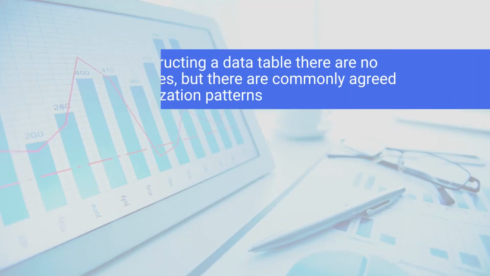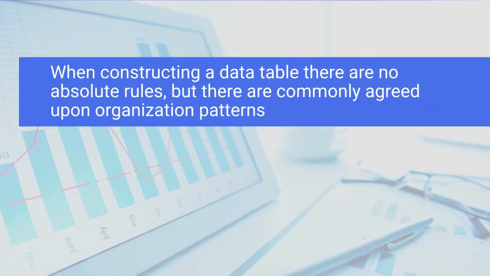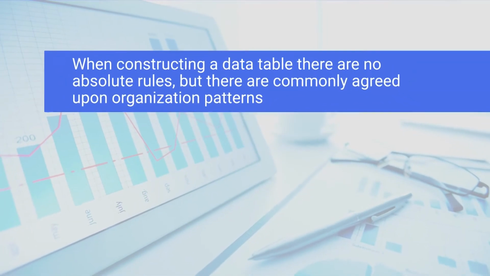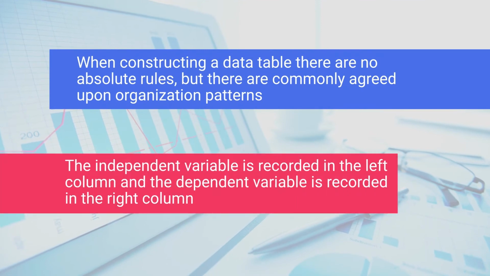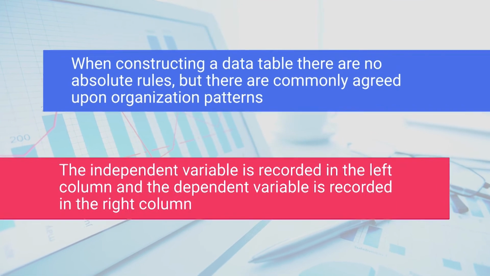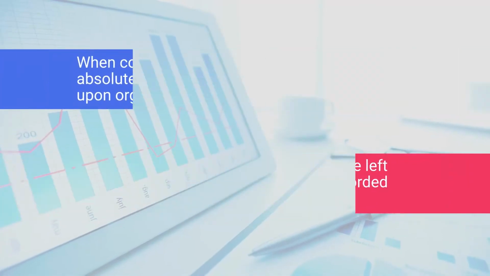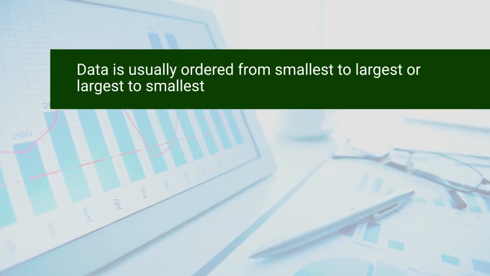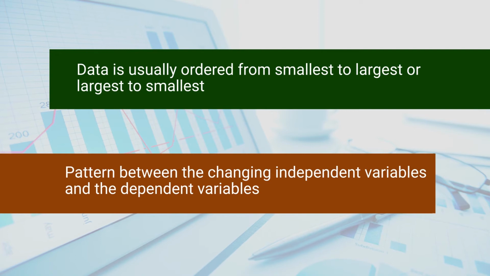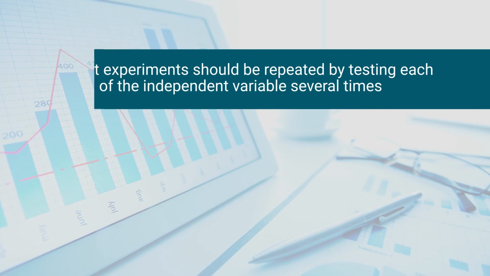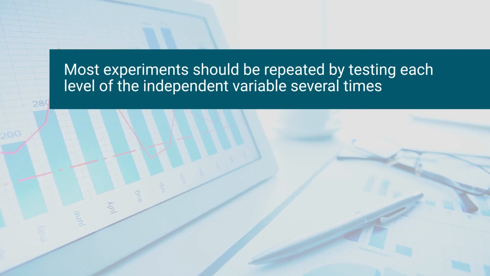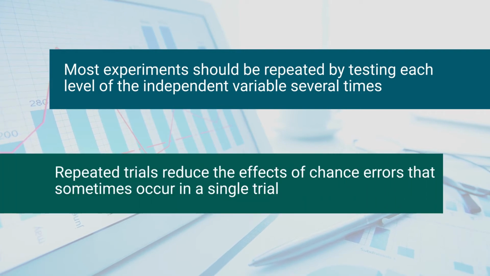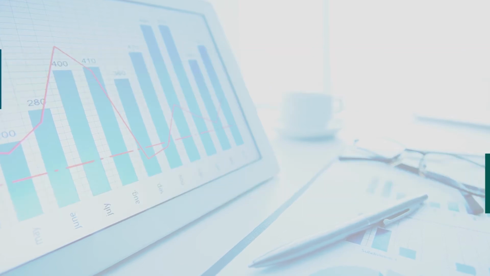When constructing a data table, there are no absolute rules, but there are commonly agreed upon organization patterns. One such example is that the independent variable is recorded in the left column and the dependent variable is recorded in the right column. Data is usually ordered from smallest to largest or largest to smallest. This helps us see a pattern between the changing independent variables and the dependent variables. Most experiments should be repeated by testing each level of the independent variables several times. Repeated trials reduce the effects of chance errors that sometimes occur in a single trial.